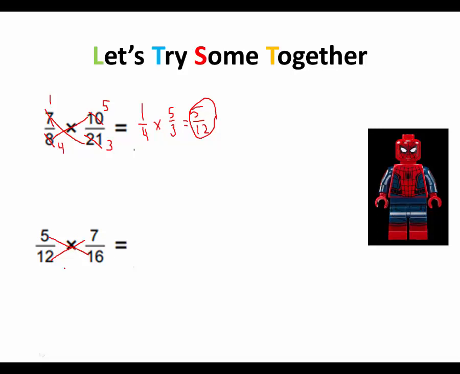And same with 7 and 12. Is there a number that can go into 7 and 12? You have to think to yourselves, is there a number that's divisible by both 7 and 12 that is the same? And in this case, there isn't, so we can't cross simplify. So we just have to go ahead and multiply straight across. So 5 times 7 gives me 35. And then 12 times 16 gives me 192.